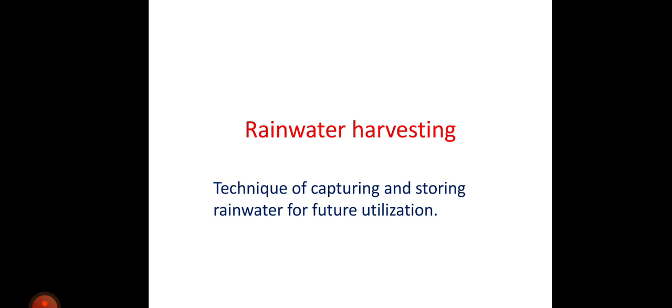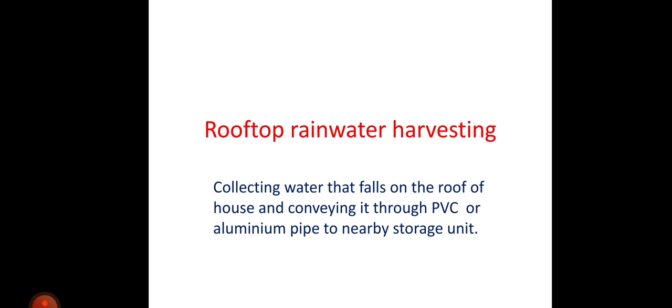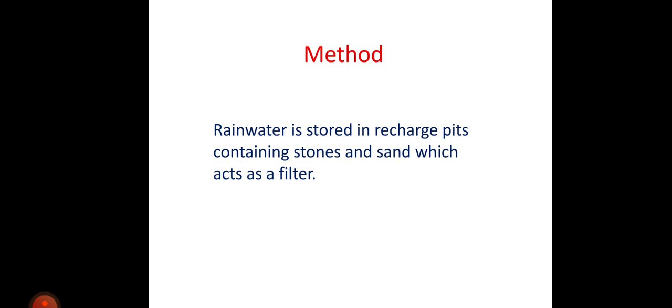Rainwater harvesting is one of the famous methods used for water conservation. It is a technique of capturing and storing rainwater for future utilization. Rooftop rainwater harvesting: collecting water that falls on the roof of a house and conveying it through PVC, that is polyvinyl chloride pipes, or aluminum pipe to a nearby storage unit. Rainwater is stored in recharge pits which contain stones and sand which act as a filter.